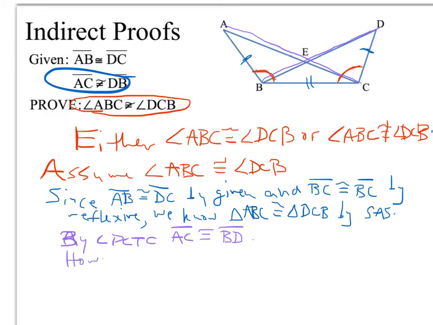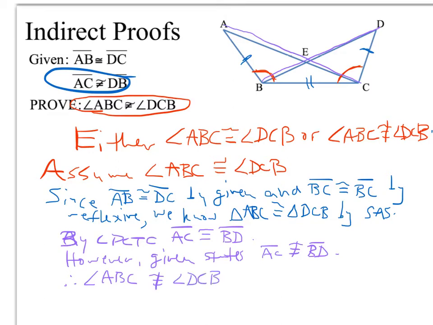However, given states AC is not congruent to BD. Exactly what we want, a contradiction. Two things that are impossible to exist at the same time. Two line segments cannot be congruent and not congruent at the same time. It is impossible. Therefore, our only other possibility is that angle ABC is not congruent to angle DCB. And we are done.